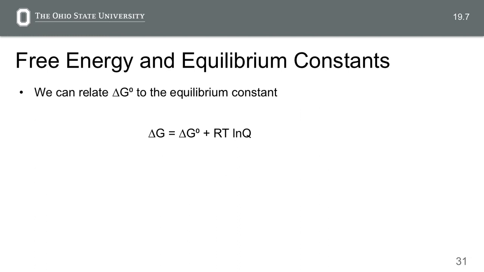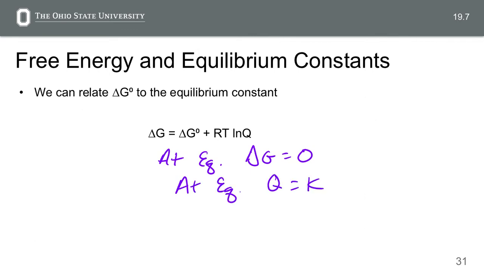We can relate this to any value of our equilibrium, and we recall that at equilibrium, delta G equals 0. Free energy doesn't change. Also at equilibrium, Q is equal to K. So this is delta G equals 0, and that's not delta G naught. That's a different value.